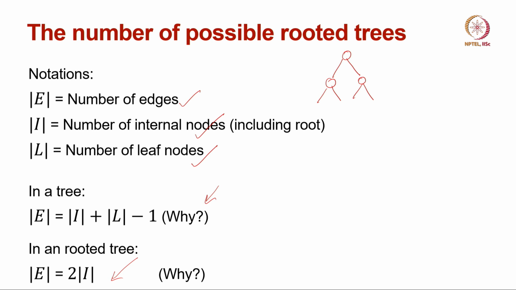Now, this time if you work this out, in this case you will get a relationship. So if you can resolve these equations, the relationship will look like this, that is the number of edges is equal to 2 times the number of leaf nodes minus 2. We can repeat the same analysis that we did last time.